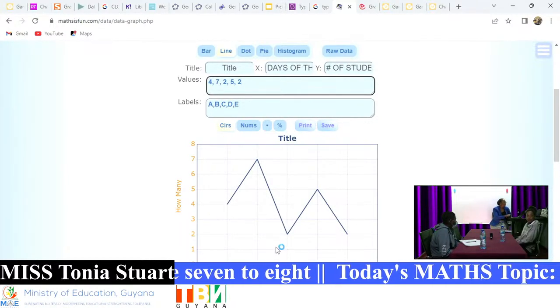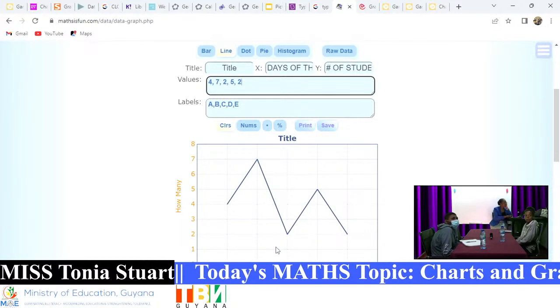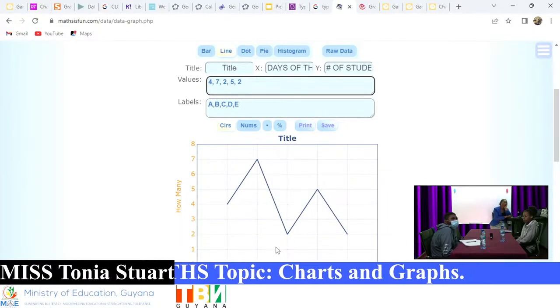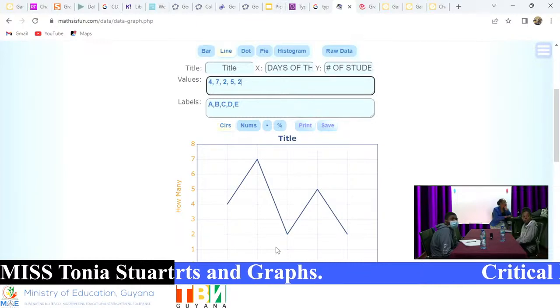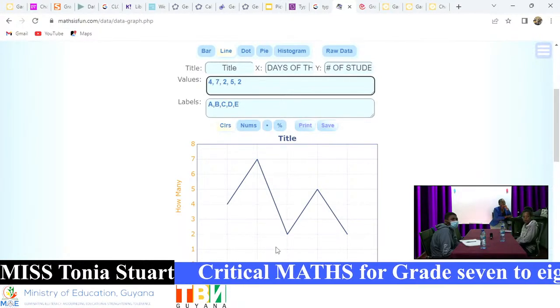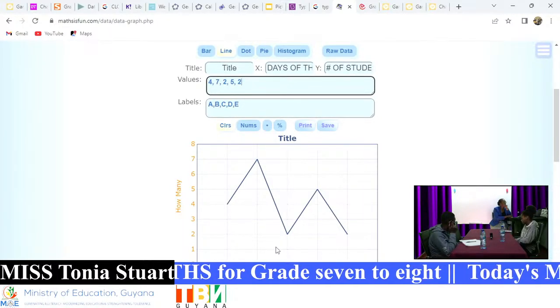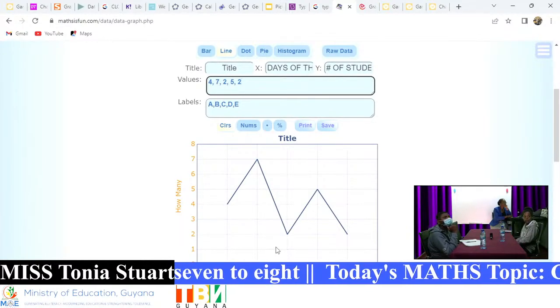So let's read some information on the graph. How many students were present on Monday? 4. How many were present on Wednesday? 2. Which 2 days did we have the same amount of students present? Wednesday and Friday. Which day did we have the most students present? Tuesday.